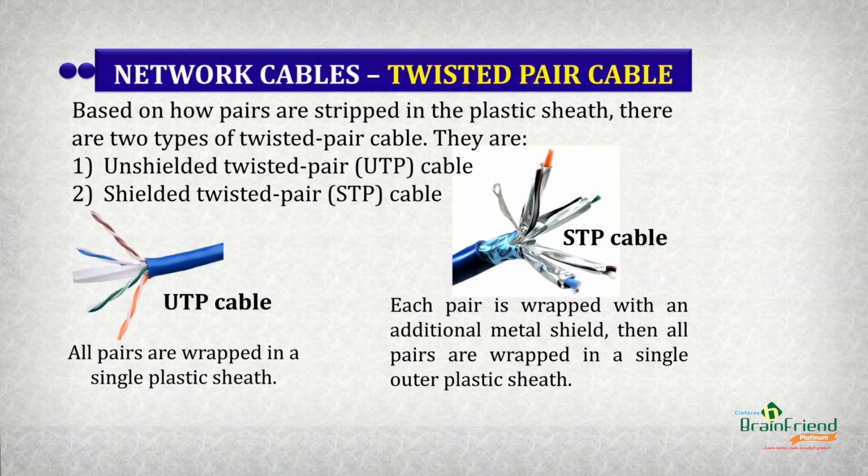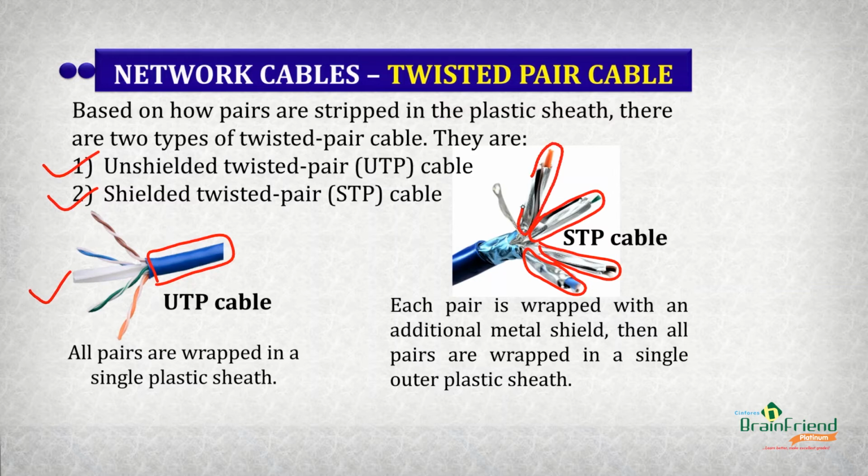There are 2 types of twisted pair cables, and this depends on how the pairs are arranged in the sheath. The first is the unshielded twisted pair cable, and the second is the shielded twisted pair cable. For the unshielded twisted pair cable, all the pairs are wrapped in a single plastic sheet, whereas for the shielded twisted pair cable, each pair is wrapped in a metal shield. So we have all 4 pairs wrapped in separate metal shields before all of them are wrapped in the plastic sheet.